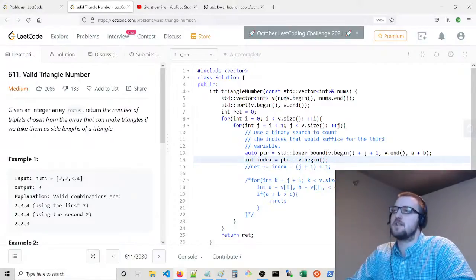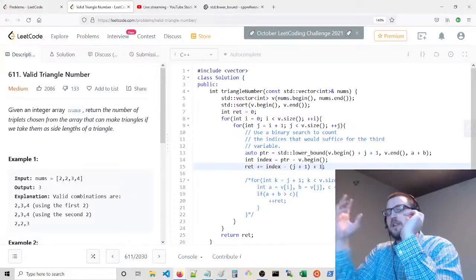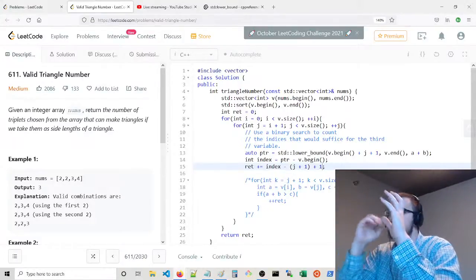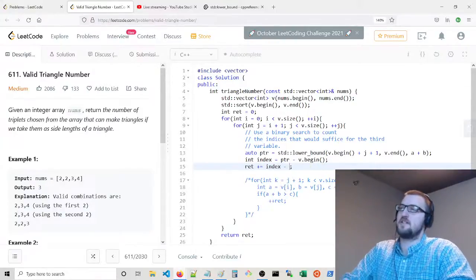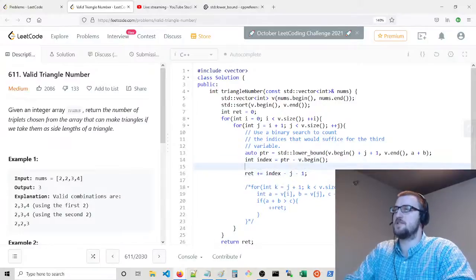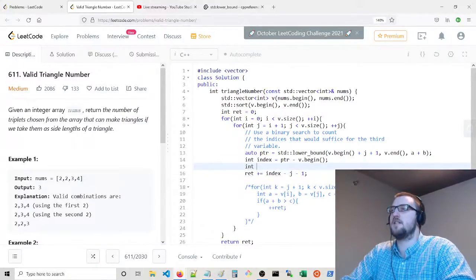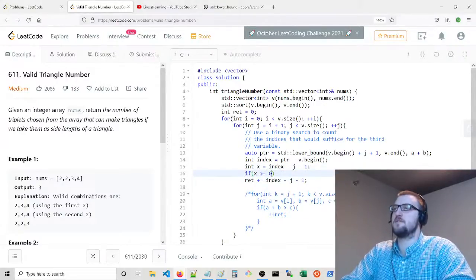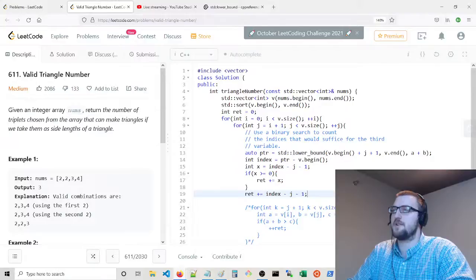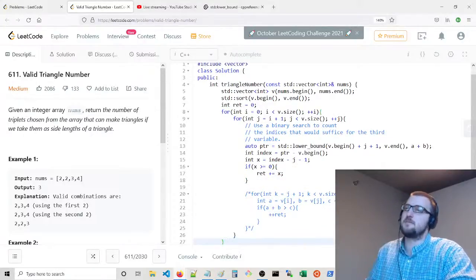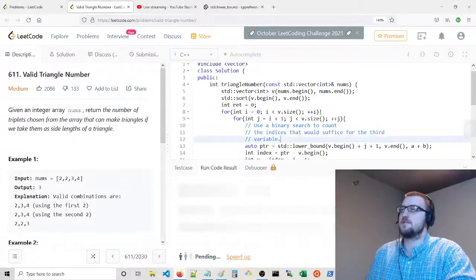But what we want is, so we find that index of that value, and we're going to say take that index, subtract j minus 1 plus 1. So we're going to include that value and include the j plus 1 value, and then we're actually going to subtract another 1. So we end up with an int x, we'll say index minus j minus 1. So if x is greater than or equal to 0, then ret plus equals x. So it's possible that this actually becomes like a negative value. That's kind of what we're getting at here. Now, I don't know if this is going to be correct. That's the thing, there are some issues with this.